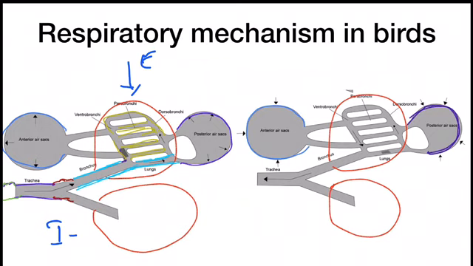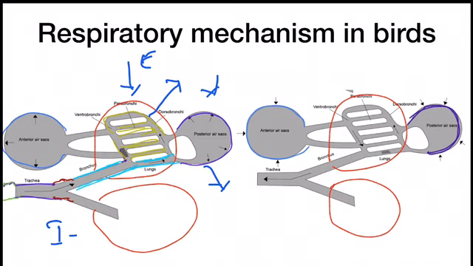Then this inspiration is followed by the expiration process. In the expiration process, the air sacs get compressed. During the inspiration process, the air sacs expand. Due to the expansion of the air sacs, the air pressure decreases in the air sacs, and air enters from the atmosphere into the respiratory tract. But during expiration they get compressed. At the same time the lungs expand.